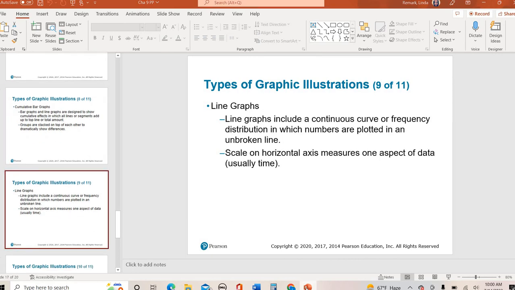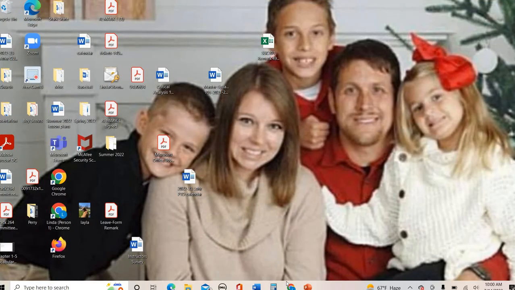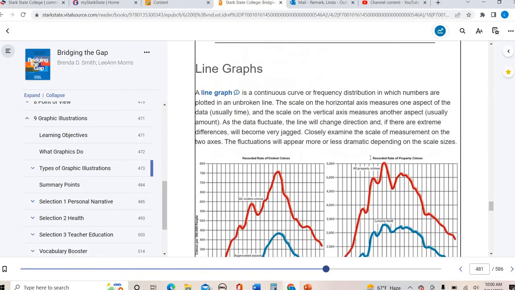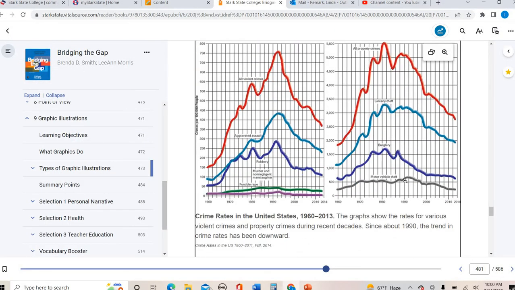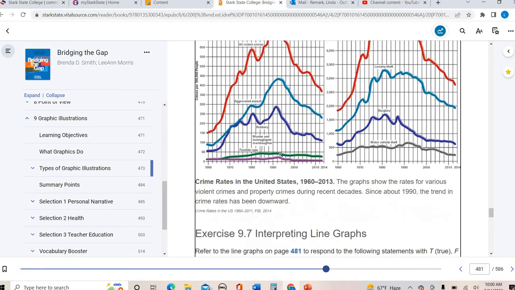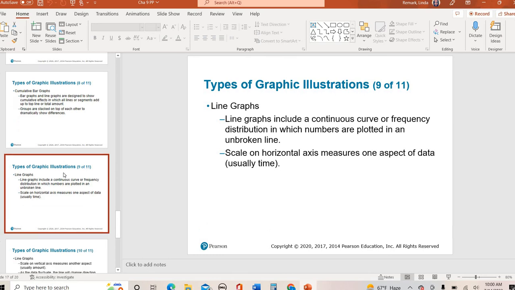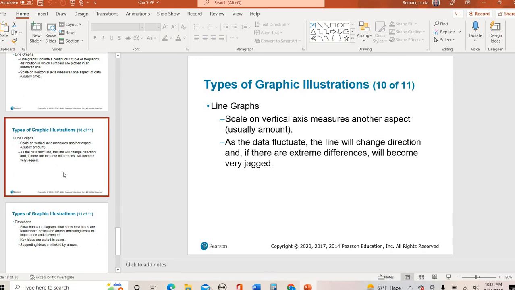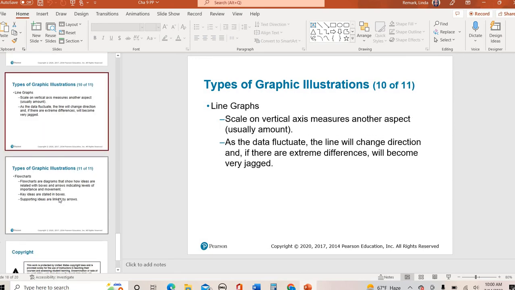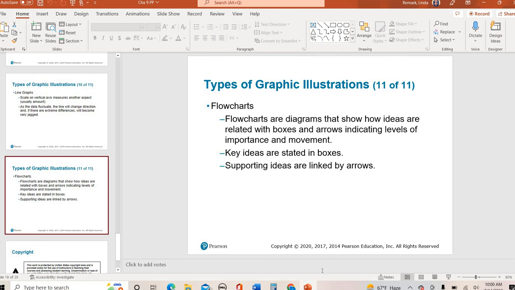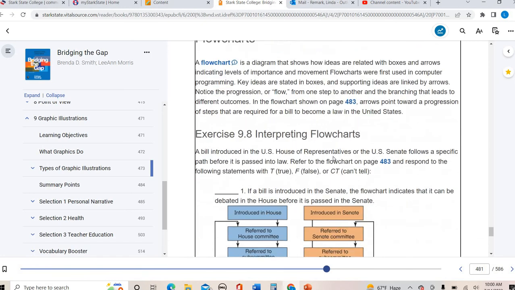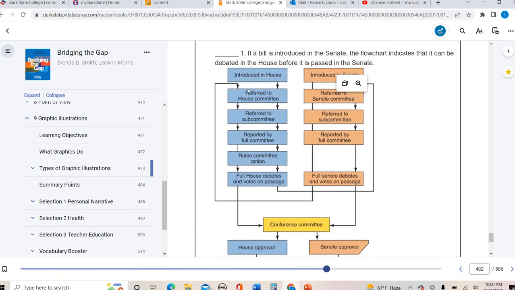Then you have line graphs, another very common type of graphic, showing trends over time. So showing how things have changed or stayed the same, whatever the purpose of the graphic is. It's usually showing that frequency or distribution across a certain time period and looking at how that line has changed. And then we have flow charts, and these show how a process works. So here's a good example of a flow chart. Talking about bill introduction in a house, you can see the different steps and how you would go through that process.